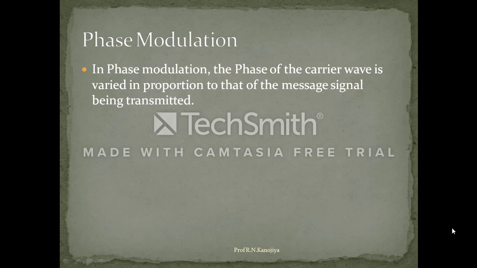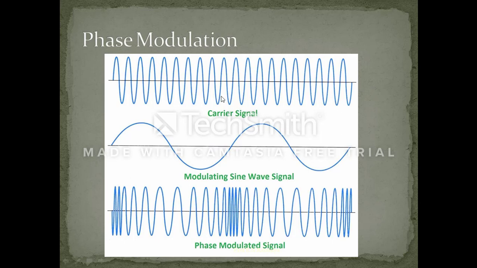Next is phase modulation. In phase modulation, the phase angle of the carrier is varied according to the message signal. You can see in this diagram, the first one is the carrier and the second one is the message signal. As the message signal increases, the angle is different, and as the message signal decreases, the angle is different. So in phase modulation, the phase angle of the carrier is varied according to the information signal.